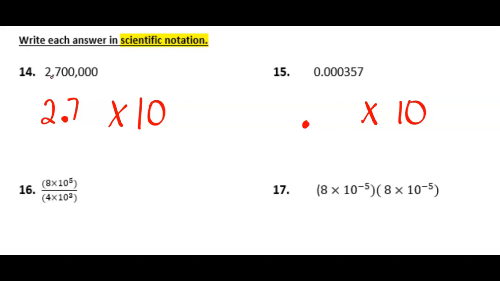Times 10 to the what? Well, my decimal is here in the original problem. How many times did I have to jump to get to it in between the 2 and the 7? 6. What's my decimal going to be here? Figure that out. Write that part down, and then figure out your exponent. Remember, it's going to be negative, because little numbers in our bank account are bad news bears.